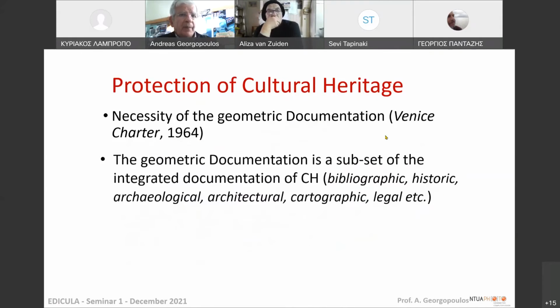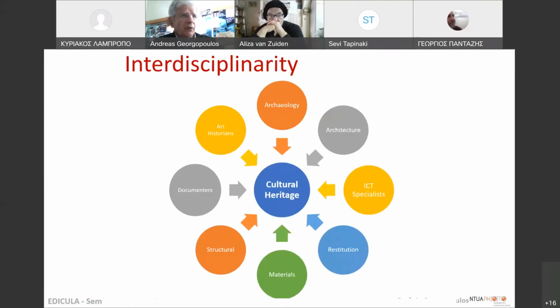And we see the geometric documentation as a subset of the integrated documentation. Nowadays, we have the ability of documenting in many different ways: bibliographic, historic, archaeological, architectural, cartographic, legal, whatever documentation you think of is part of the integrated documentation of a monument. So one little part is also the geometric documentation of the monument.